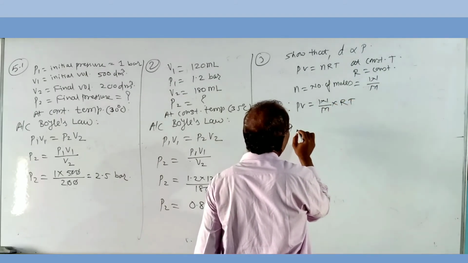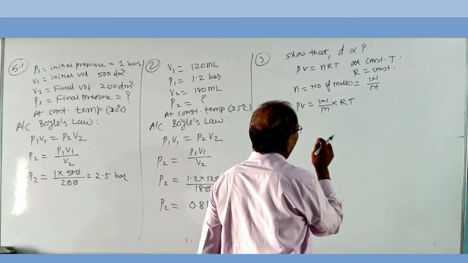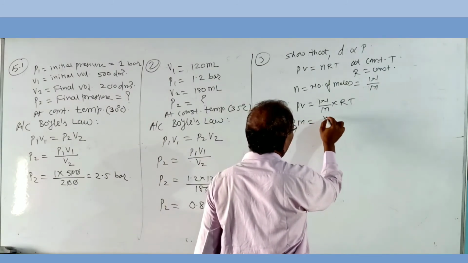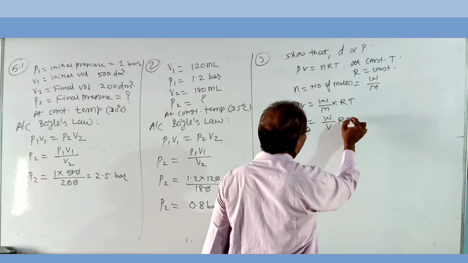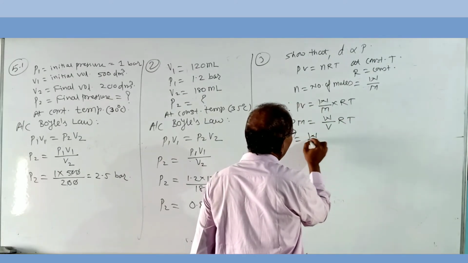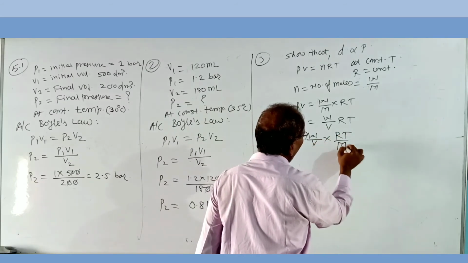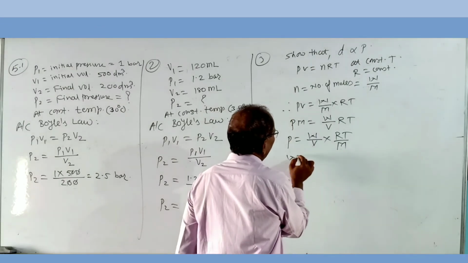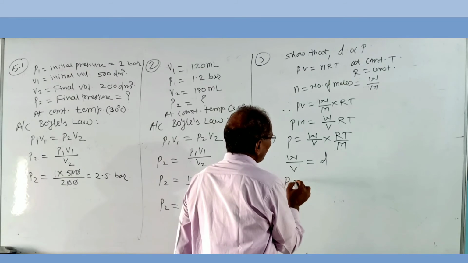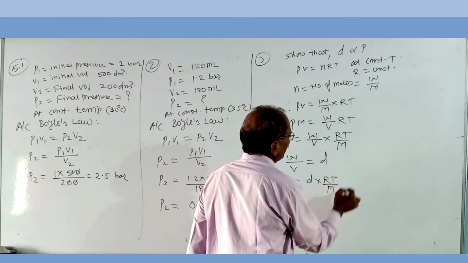Then here, rearrange this equation. P into M is equal to W upon V into RT, right? Or P is equal to W upon V into RT upon M, right? W upon V is equal to density D. Therefore, P is equal to D into RT upon M.